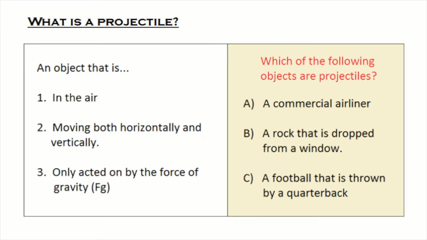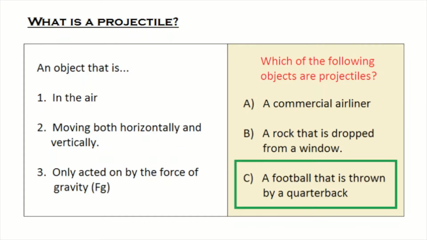Here are three objects, all of which are in the air. The question is, based on the definition at the left, which of these would be considered a projectile? Well, it wouldn't be choice A, a commercial airliner. There are many forces on an airplane other than the force of gravity. Wouldn't be choice B. If we drop a rock from a window, we'd expect it to travel straight downward on a vertical plane. We'd want to pick choice C.